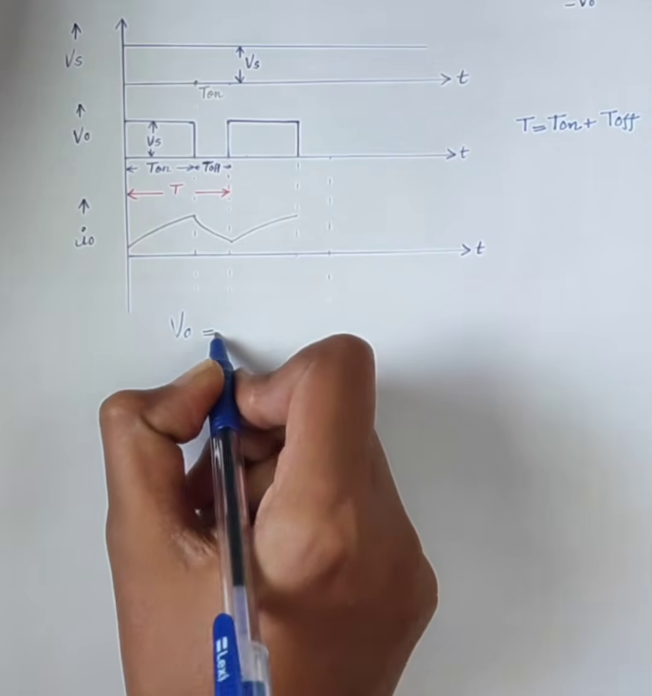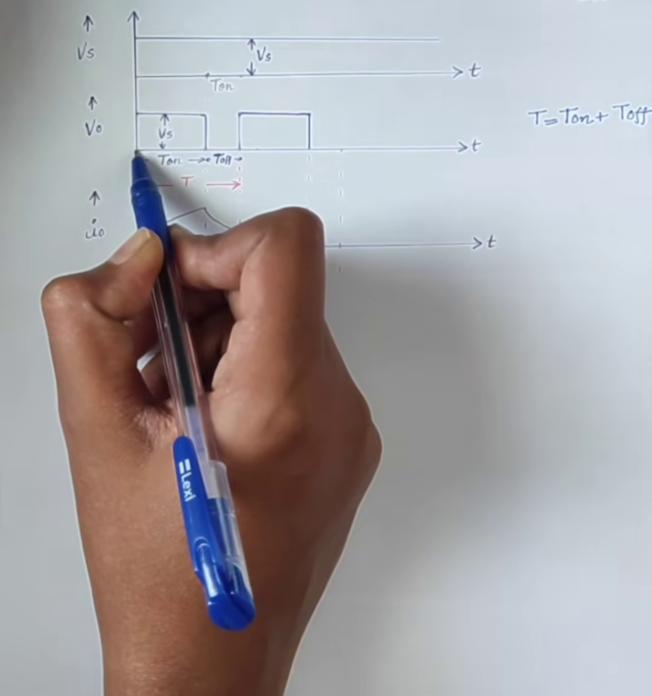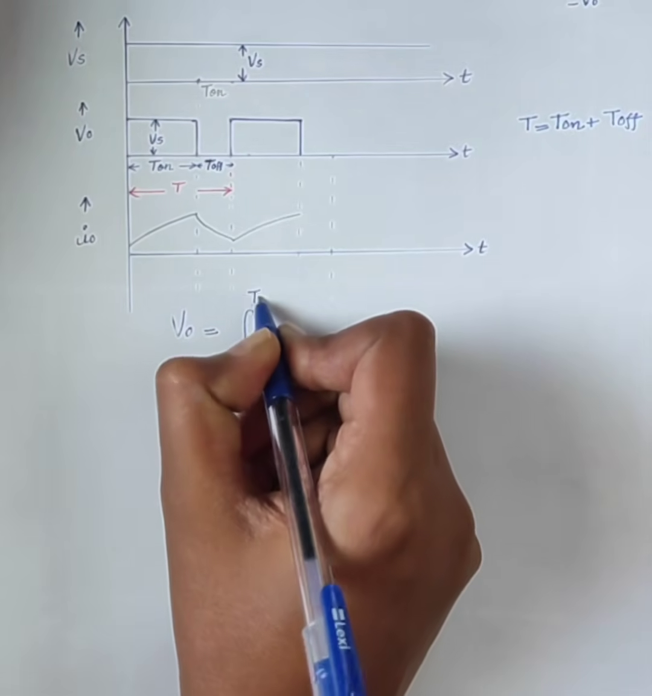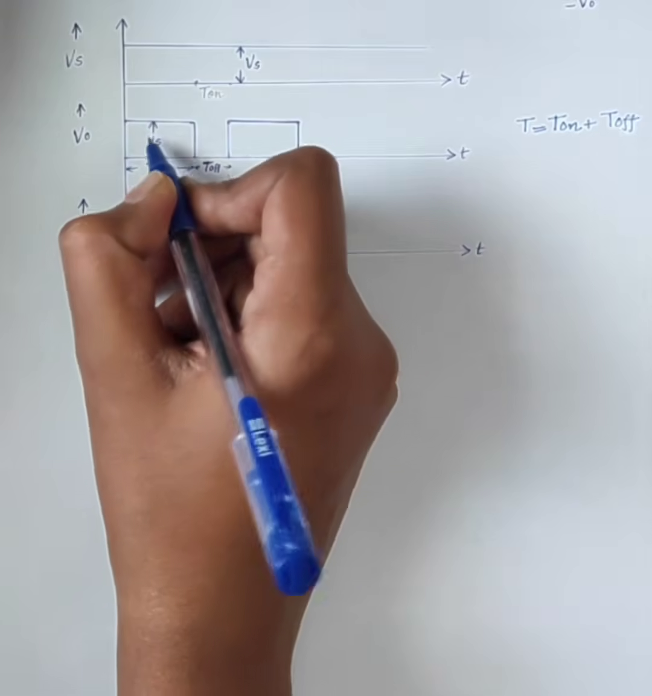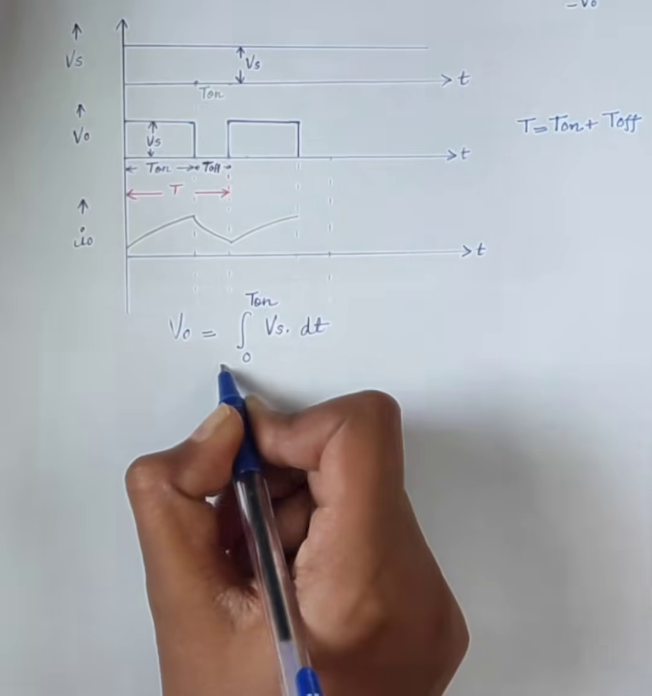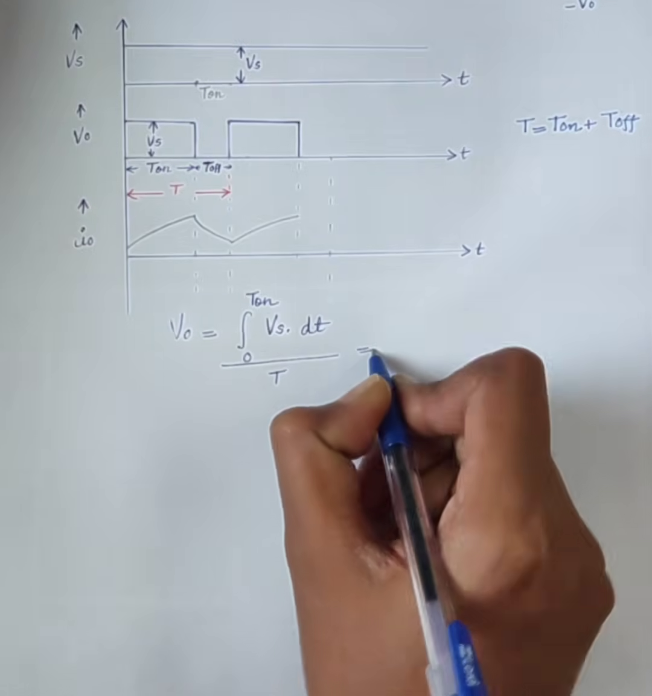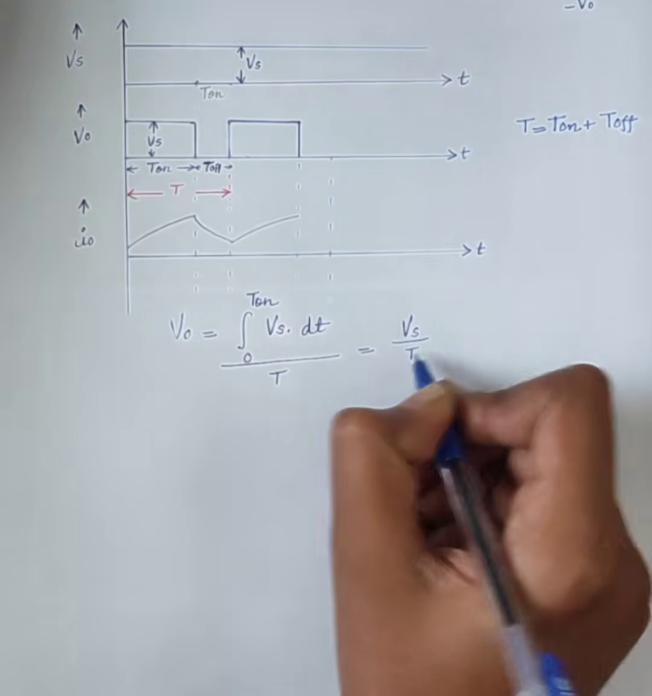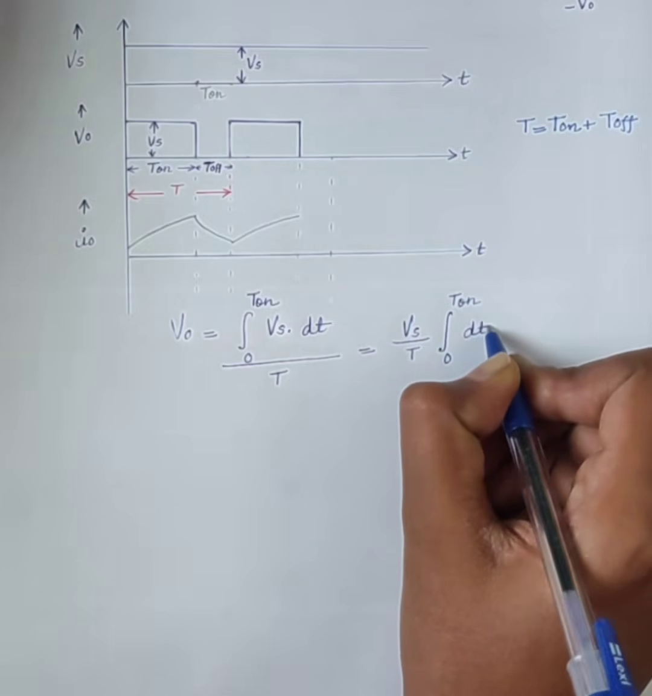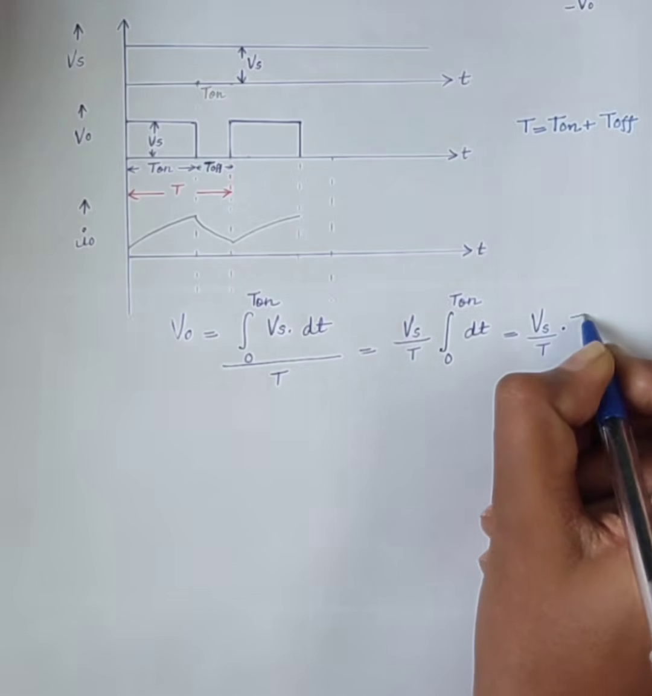V0 is equal to area divided by base. Area, that is integral 0 to T on, magnitude is Vs. Vs into dt divided by base T, which is equal to Vs by T integral 0 to T on into dt, which is equal to Vs by T into T on.